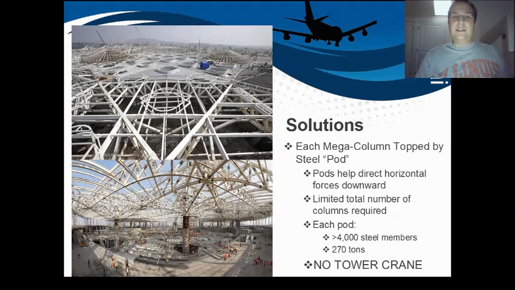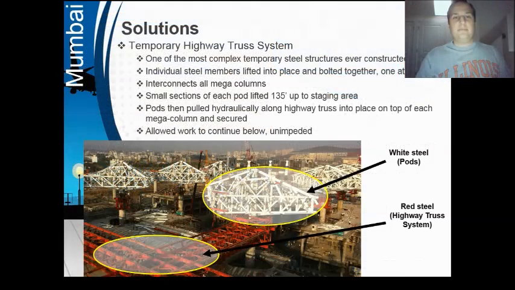So how do you put these pods on top of 135-foot columns without a tower crane? Well, for this project, they came up with the idea for a temporary highway truss system. And it's one of the most complex temporary steel structures ever built. Individual steel members were lifted into place and bolted together and interconnect every single column for this airport. So think of it as basically a web connecting each of the different columns.